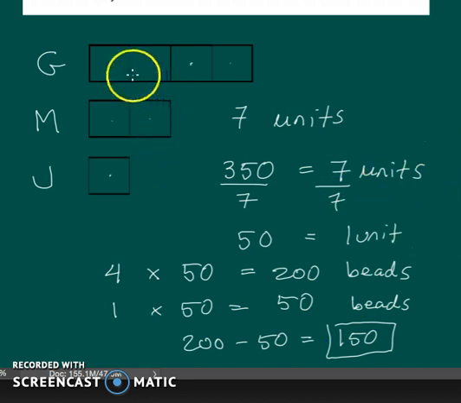So that makes sense. If you look at these bars here, you can tell that Geta has 4 times as many beads as Judy, just looking at these units here. And that also corresponds to the numbers that we found, because 200 is 4 times 50.